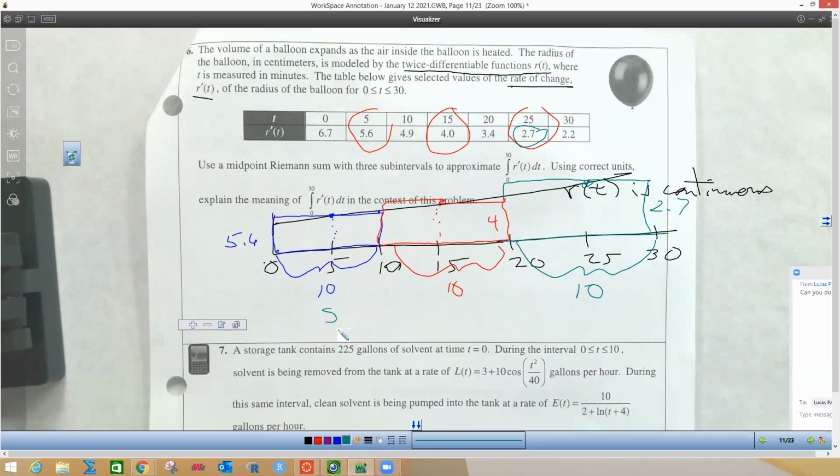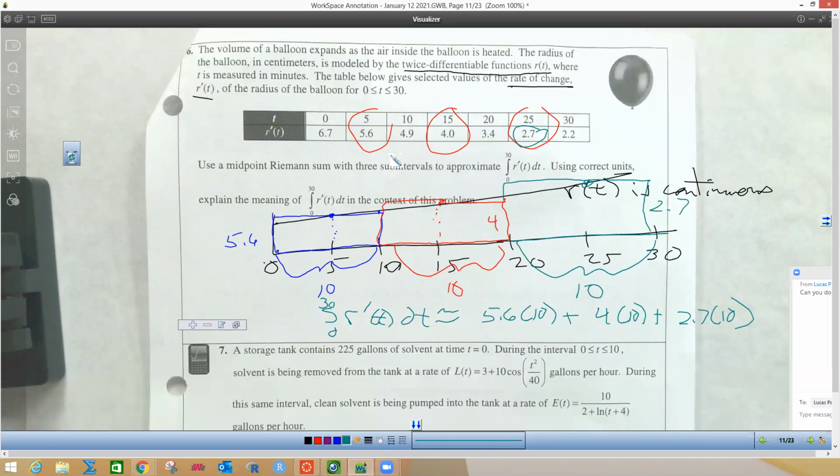So the integral of 0 to 30 of r prime t dt is going to be approximately, the midpoint height was 5.6 times the base of 10, plus the midpoint height was 4 times the base of 10, plus the midpoint height was 2.7 times the base of 10, and that's going to be my answer.